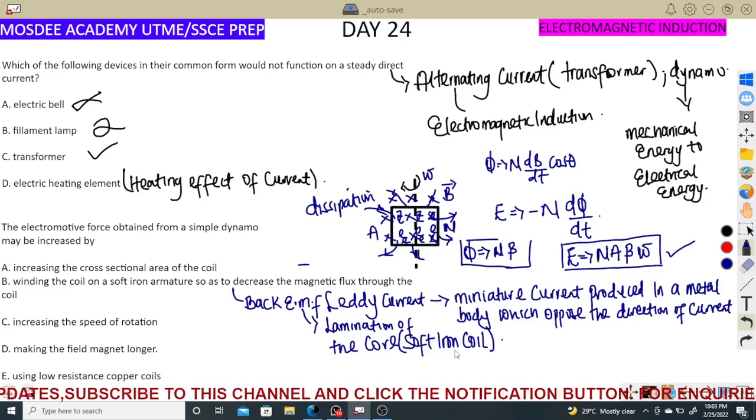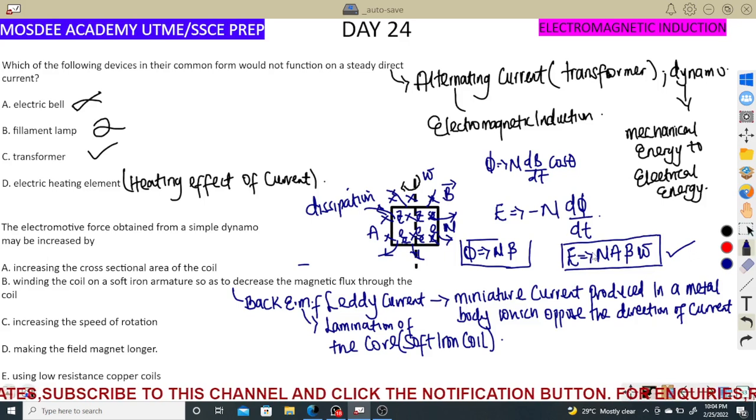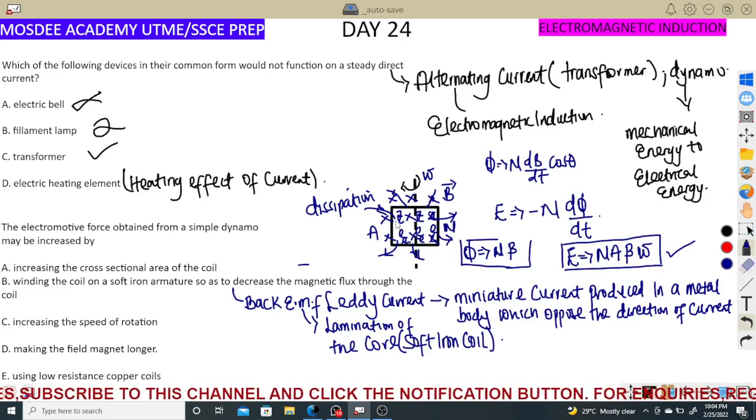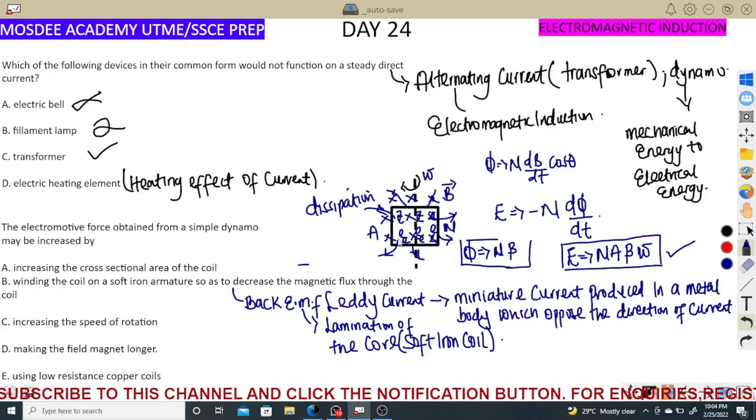As you laminate the core with a soft iron core, you are reducing its loss by eddy current, which is a small miniature current, and by so doing, the EMF of the coil will be increased. What I'm saying in essence is winding the coil with a soft iron armature so as to decrease the magnetic flux loss through the coil. It's like you are trying to reduce the eddy current that's produced inside the core of the magnet. Now, another form of heat loss we still talk about is hysteresis.